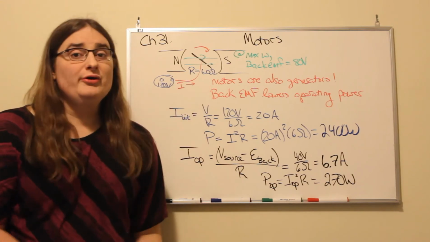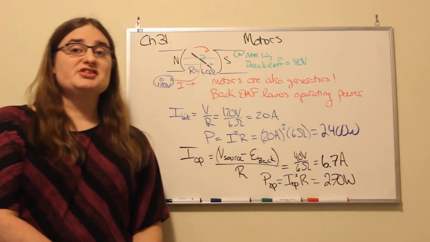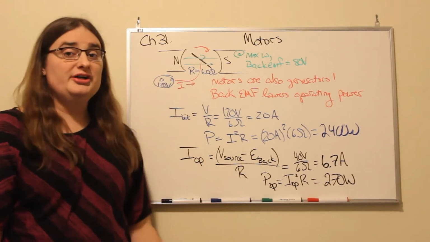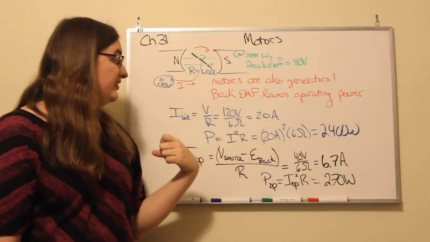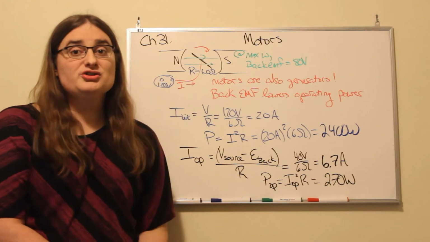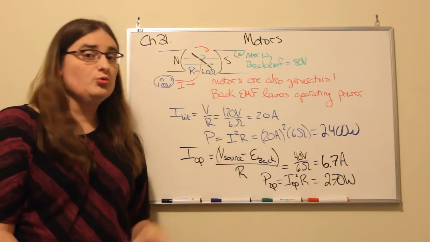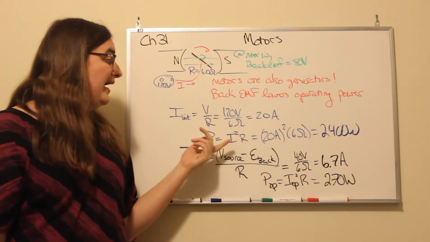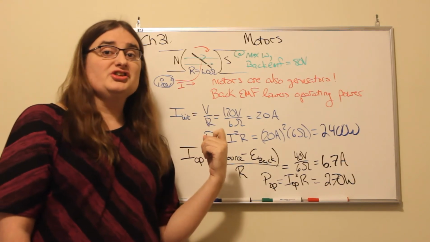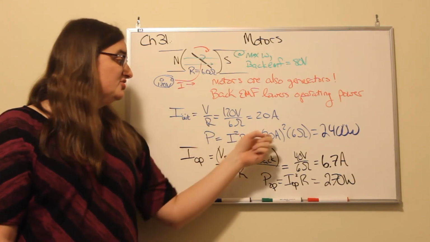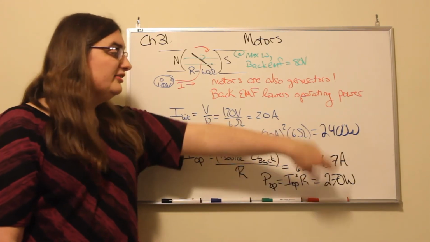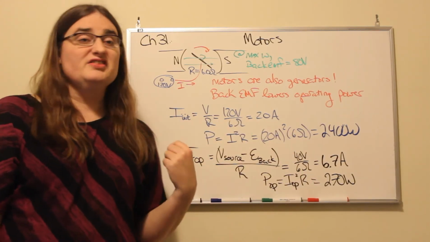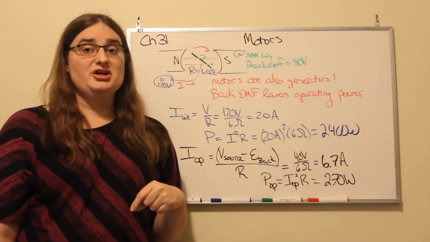So say the coil in a motor has a resistance of 6 ohms, and we hook it up to a 120 volt power supply. Well, from Ohm's law, that means that our current would be 120 volts over 6 ohms, or 20 amps. Now the power is the current squared times the resistance. So I have 400 amps squared times 6 ohms. That'll be 2,400 watts of power to get that motor started.